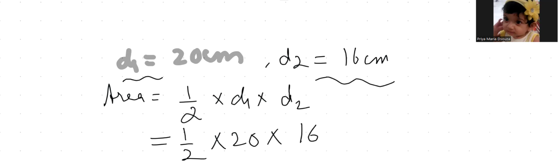Be very careful. Sometimes students have written D1 into D2, like a parallelogram, where it's base into height, no? They've taken it that way. So be very careful, students, because these are small things, but this happens. Even if you study well, sometimes oversight or carelessness happens. So be very careful when you substitute the formula. So half into D1 and D2: 2 ones are 2, 2 tens are 16 into 10 is 160, and the units are very important: centimeter square.